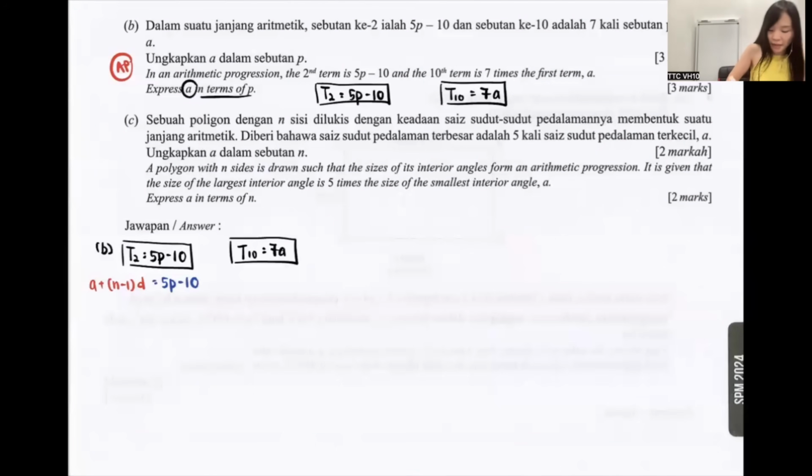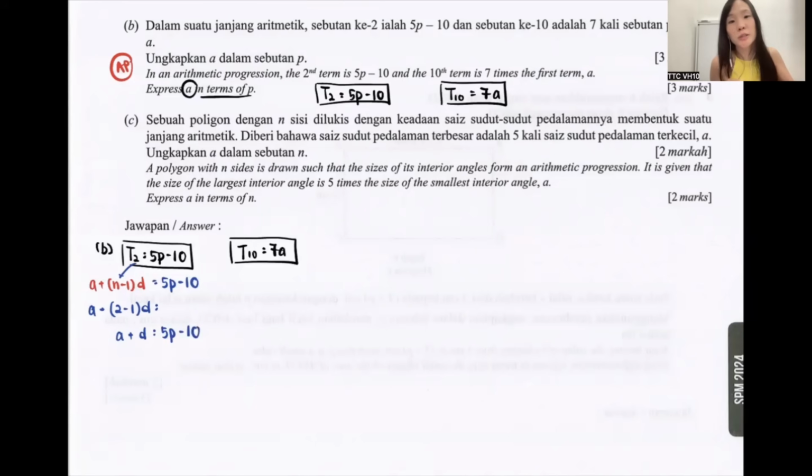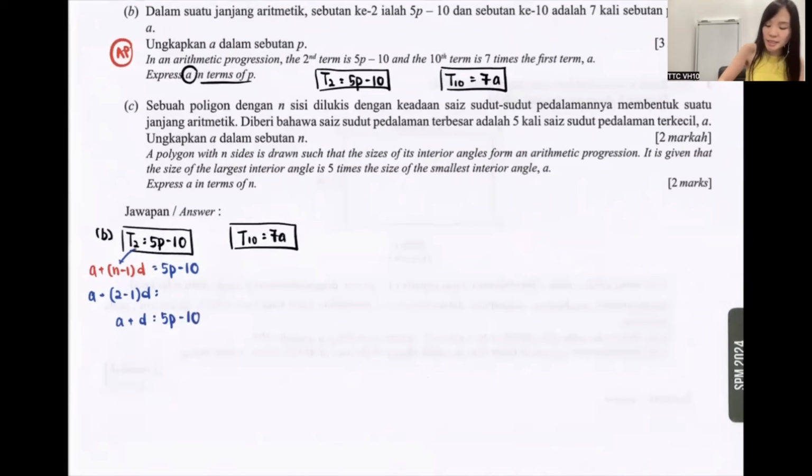So now I sub. A I don't know. N I know. N is 2. So isn't it 2 minus 1 D? 2 minus 1 D is 2D. Okay, this is exactly what I know from the first part. Next one, T10, also using the Tn formula for AP, equivalent to 7A. So A is still A. The N is 10. Isn't it 10 minus 1? So isn't it A plus 9D equals 7A?